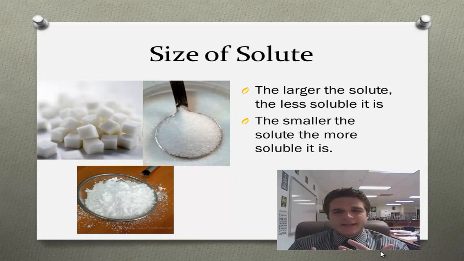So think about all that stuff in comparison. We've talked about polar molecules. We've talked about what it means for something to be soluble. We've talked about solutes and solvents. You know that the solute is what you put in, the solvent is what it goes into. You know that temperature directly affects how soluble something is. You know that the size of whatever you're putting into it directly affects how soluble it is too.